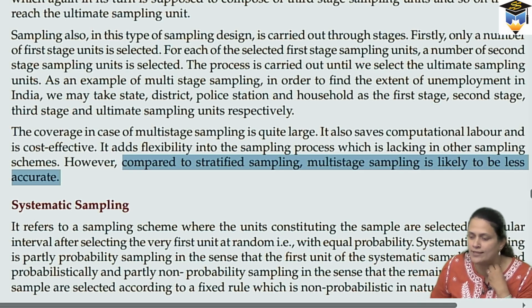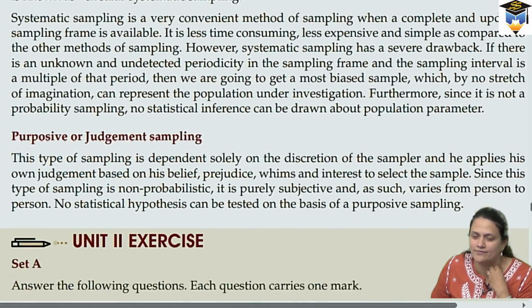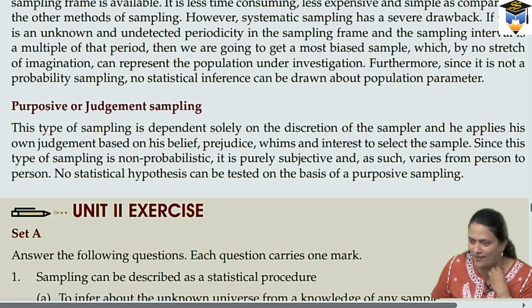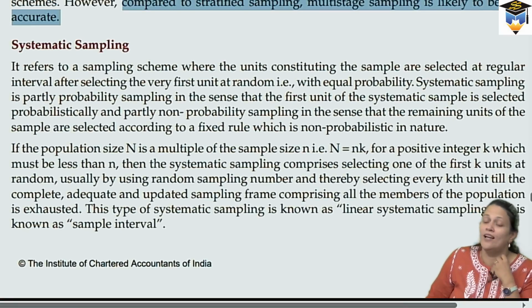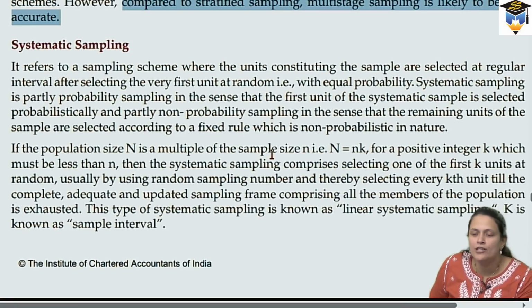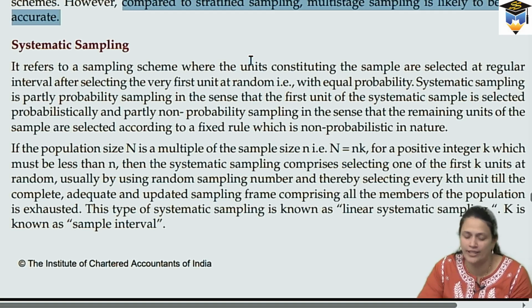Now let us go to systematic sampling and judgment sampling, and then we will stop for today. Systematic sampling refers to a sampling scheme where... please read it. All of you, please read it. Otherwise, I am not going to explain. No point in explaining.